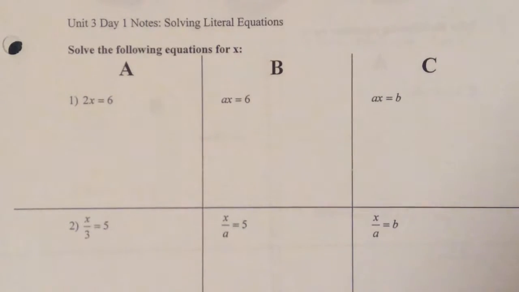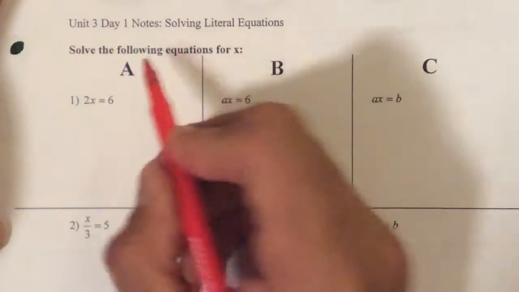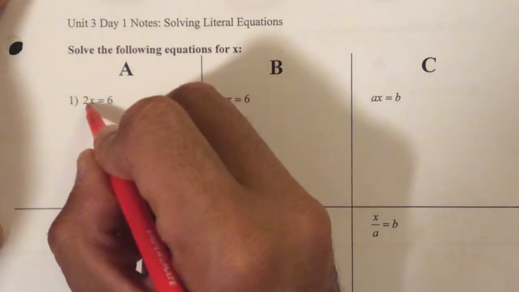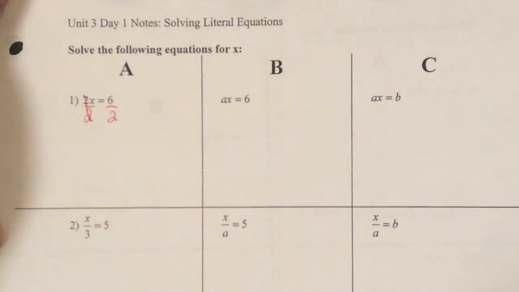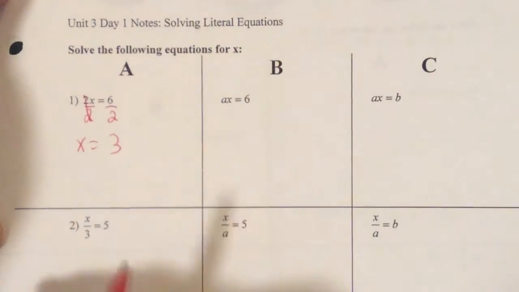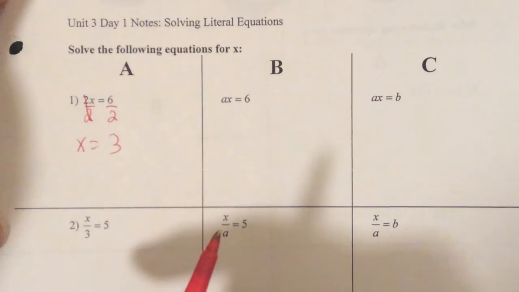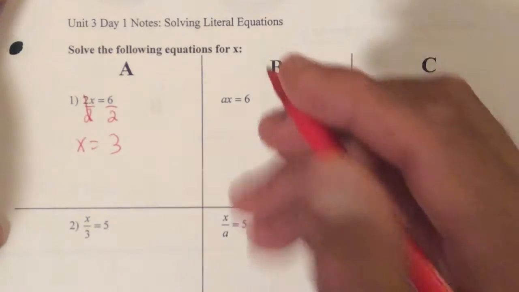Okay, so today we're going to go over Unit 3, Day 1 notes, which is solving literal equations. Let's start off by doing a problem that we actually recognize. 2x equals 6, and our directions are to solve for x. If you notice, you're multiplying the 2 and the x, so the opposite of multiplying is to divide. Therefore, I can move the 2 to the other side. So x equals 3. Now remember, when you're solving for a specific variable, you're trying to make that variable be by itself on one side of the equal sign, okay?